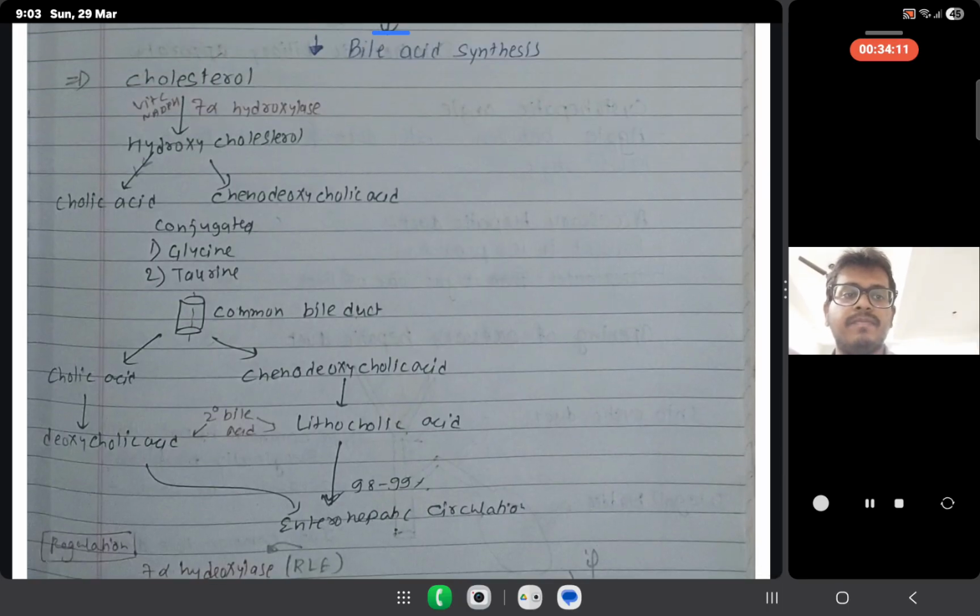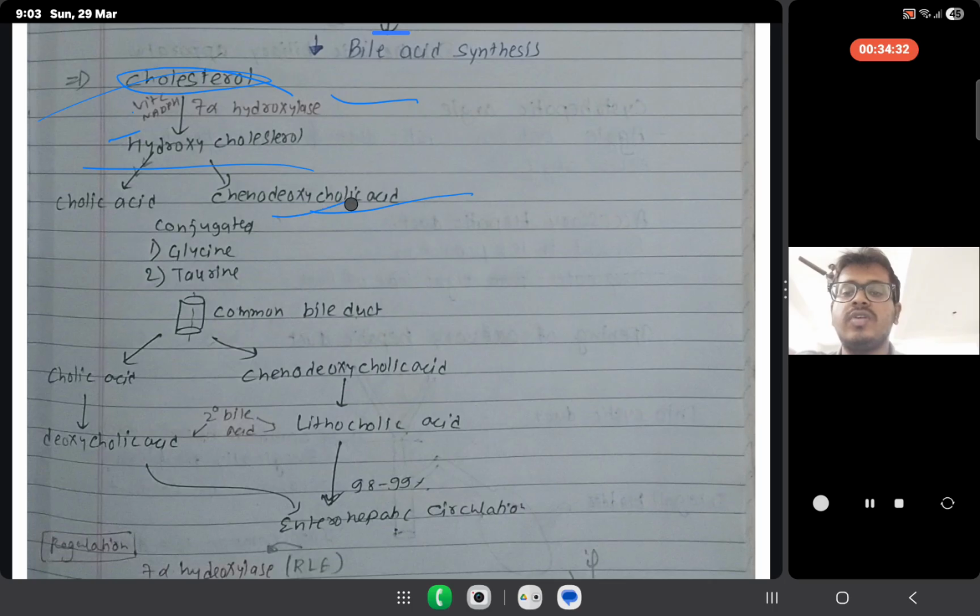So cholesterol, in the presence of 7 alpha hydroxylase, vitamin C and NADPH, is converted to 7 alpha hydroxy cholesterol. Hydroxy cholesterol is converted to two compounds. The major one is cholic acid, and the other is chenodeoxycholic acid.